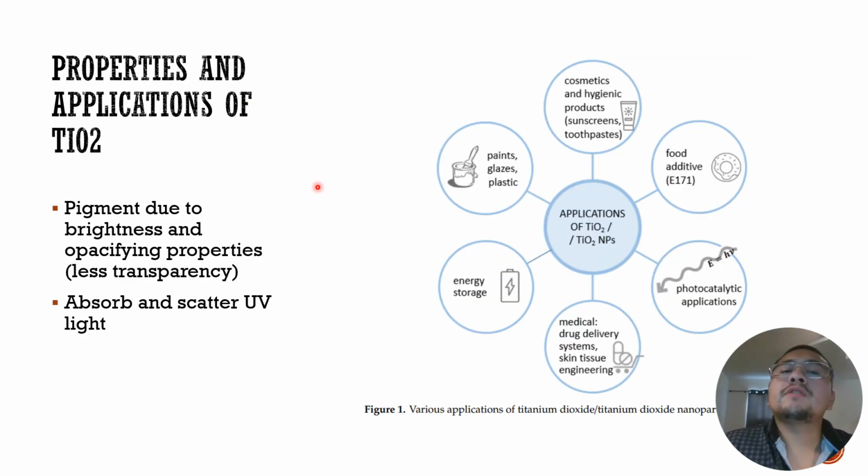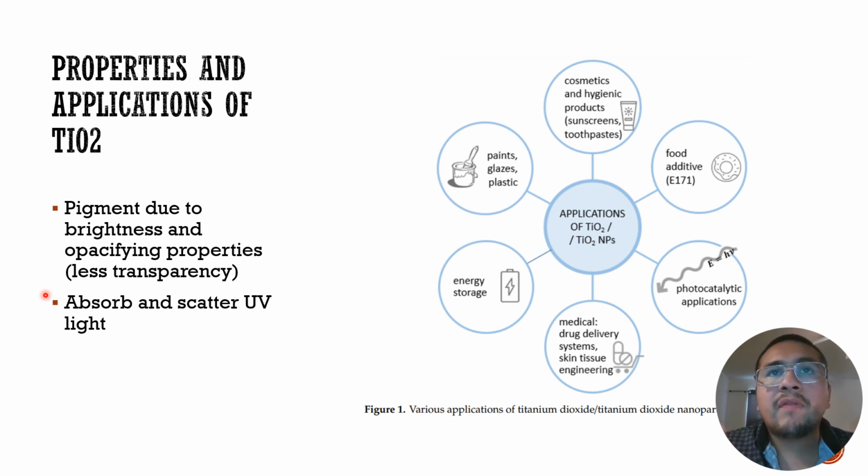okay? So first, what are nanoparticles? They're just small chemicals, very small chemicals, very tiny, and that's why they're called nanoparticles, because they're small particles. And now they're used as pigments due to the brightness and opacifying properties. What this means is that the industries like to use these nanoparticles because it makes the products less transparent.